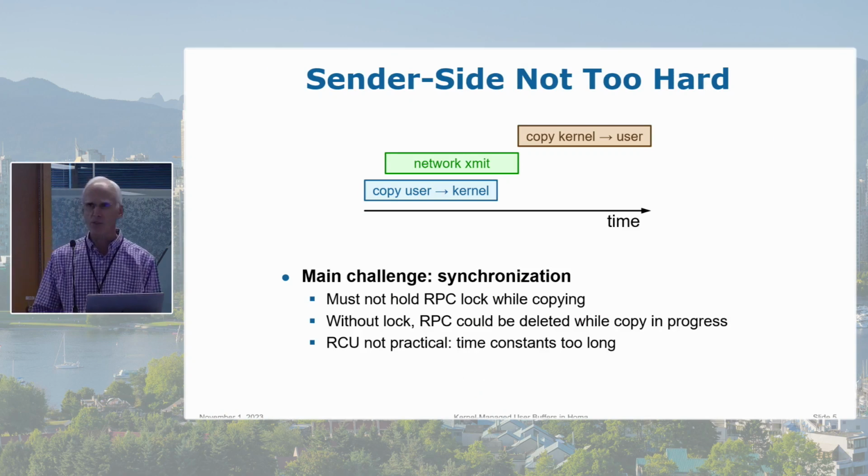All right, so first I'll do the sender side, easily. I'm not going to spend much time on that. That was pretty easy to do, in that we can start transmitting a message as soon as we've got enough to fill a couple of packets. The only challenge is the synchronization challenge in that while we're copying from user space to kernel space, we can't hold the RPC lock because that would prevent us from transmitting more packets from that message.